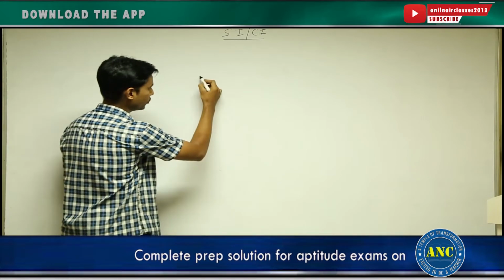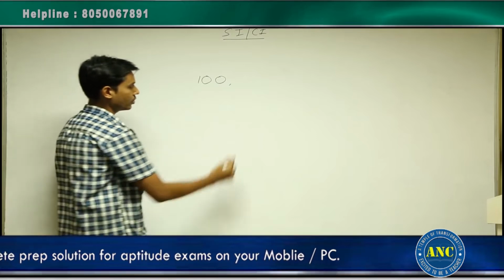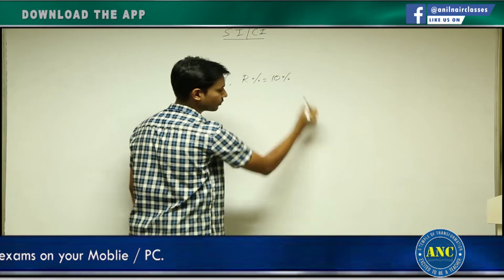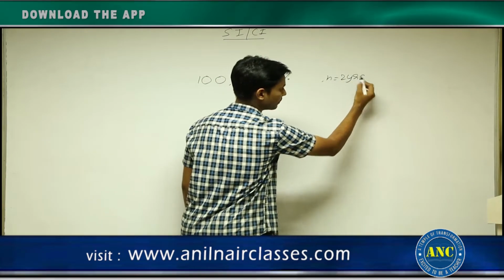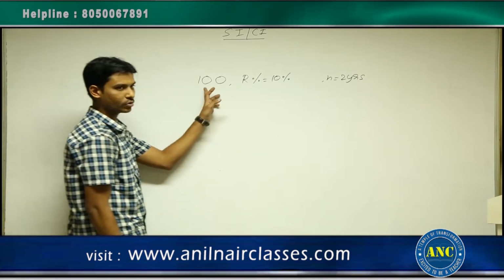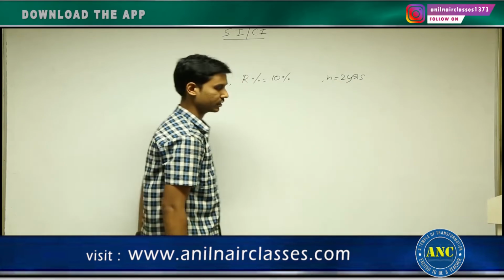Assume that I took 100 rupees from you. You told me 10% rate of interest. You also told me to return the amount after 2 years. You are giving me a period of 2 years. I took 100 rupees from you, you told 10% rate of interest, and you are telling me to return the amount after 2 years.